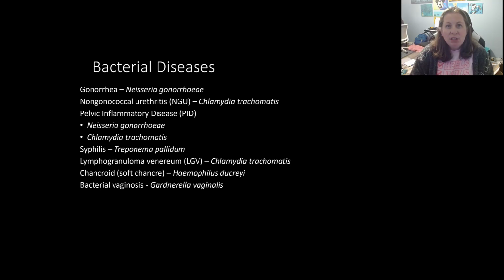So some of the bacterial diseases are going to include things like gonorrhea. This is caused by Neisseria gonorrhoeae. We also have non-gonococcal urethritis, or NGU. This one is normally caused by a chlamydia infection known as Chlamydia trachomatis. We also have pelvic inflammatory disease, or PID. A lot of times PID is a complication of the above infections, and it develops more often in women than in men.